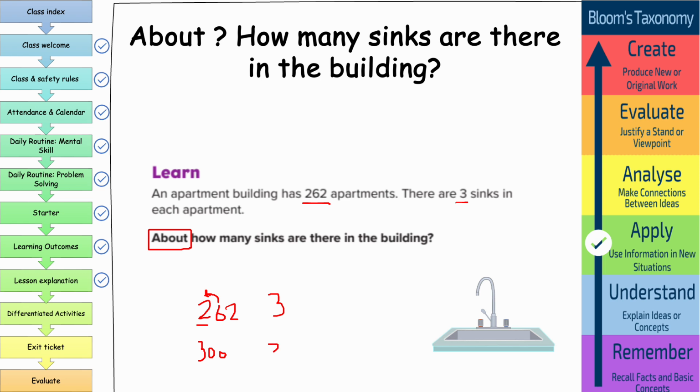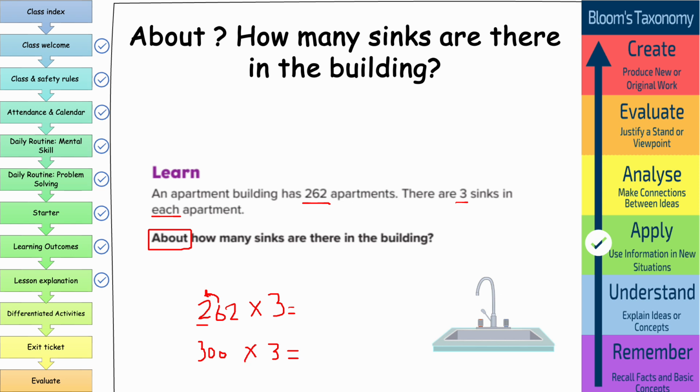And then 3. Now, grade 4: what should I put here in the middle? Is it multiplication, division, addition, or subtraction? Remember, there are 262 apartments and there are 3 sinks in each. If you have the word each and the numbers are already distributed, then it means multiplication. So I will multiply 300 by 3.